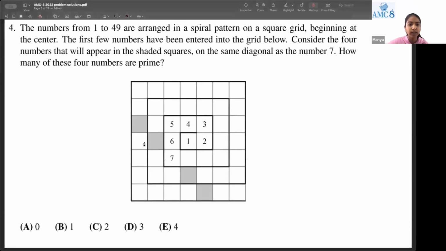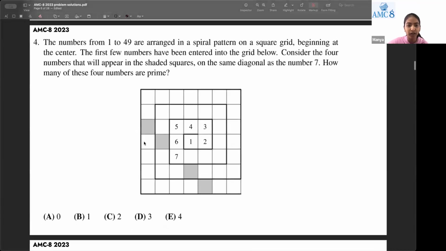Problem number 4. The numbers from 1 to 49 are arranged in a spiral pattern on a square grid, beginning at the center. The first few numbers have been entered into the grid below. Consider the 4 numbers that will appear in the shaded squares on the same diagonal as the number 7. How many of these 4 numbers are prime? So they showed us the shaded squares, which are the 4 numbers. And how many of these are prime?